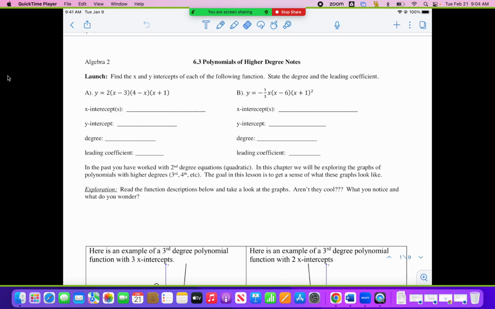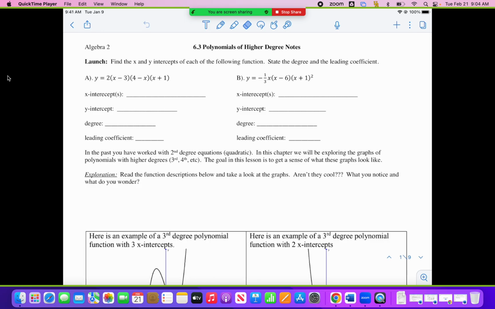with the homework. All right, so 6.3. Some of this you're going to notice we've done before. And I'm trying to do a little more discovery. So in our launch, these are things you already know. So I want you to find the x and y intercepts, state the degree and the leading coefficient for letter A and letter B. So go ahead and try both of those.